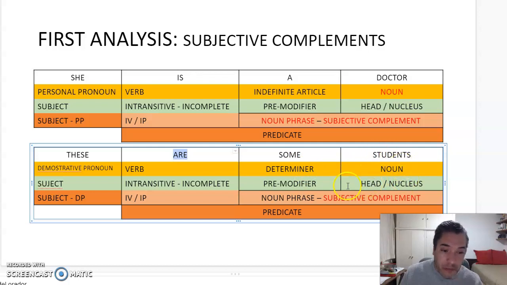Students is a noun, and it's a head, and some, it's telling you how many students. Okay? So it is a pre-modifier. All of this, it's a noun phrase, a subjective complement. Okay, so you can create your own sentence, similar sentences like this, and analyze it. And please do take into consideration that they should have an intransitive verb and a subjective complement. Okay, this is what you have to know, subjective complement.